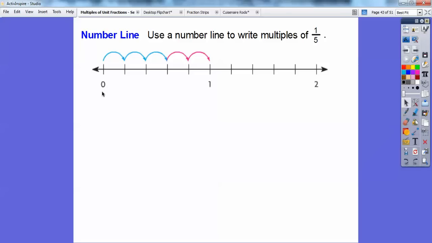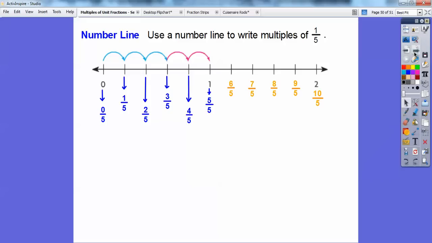This is 0/5, so I'm just going to represent that as 0 over 5. Okay, this one is how many fifths? This is 1/5 right here, so that's going to be 1/5 right there. The next one is going to be 2/5 right there. Okay, and then 3/5, and then 4/5, and then 1 is equal to 5/5. Okay, and if I kept going, this would be 6/5, 7/5, 8/5, 9/5, 10/5. 10/5 equals 2. Okay, all right.